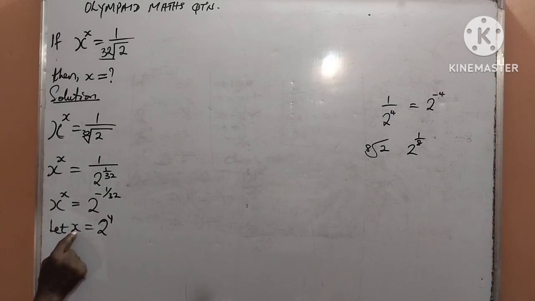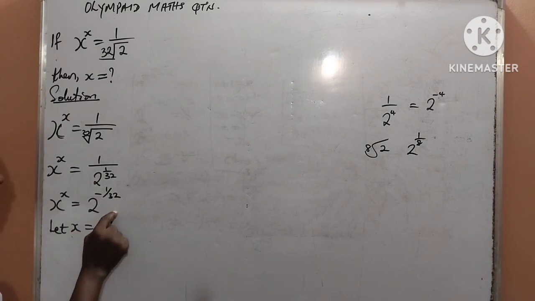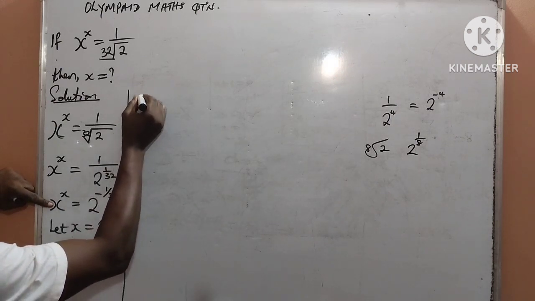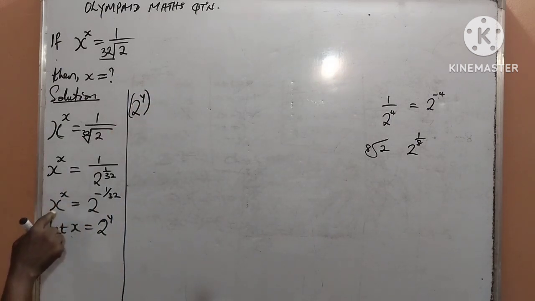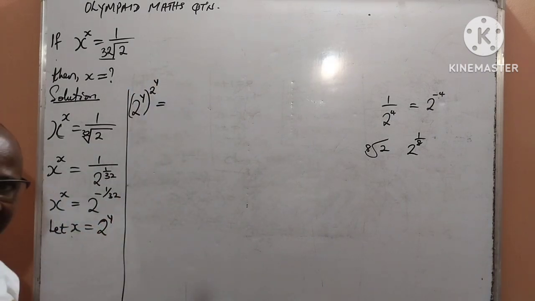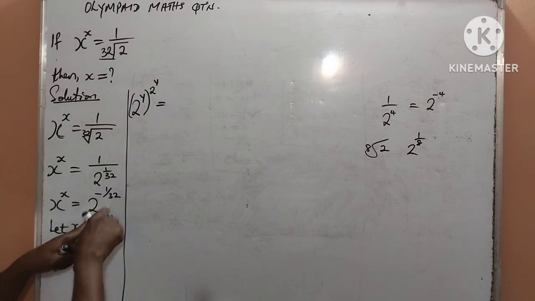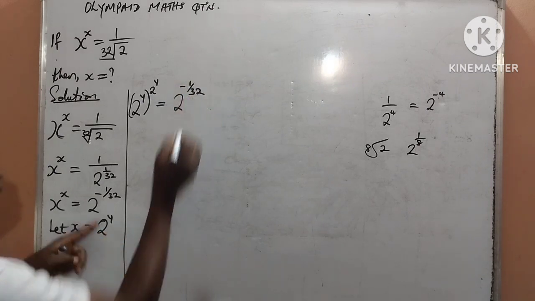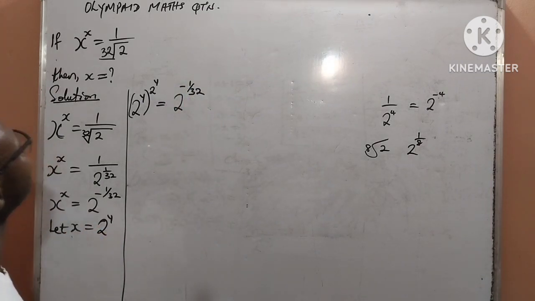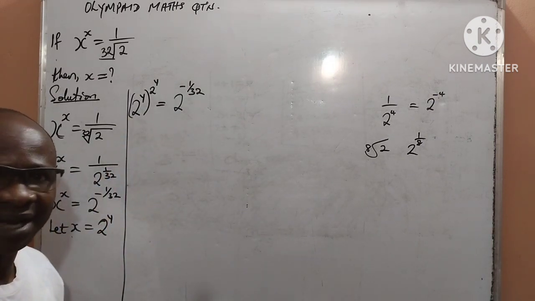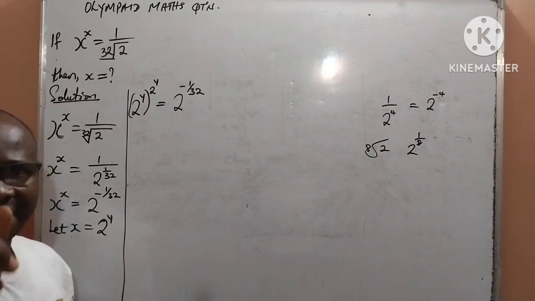Now that I have made my x to be equal to 2 raised to the power y, I can now write like this. x will now be represented with 2 raised to the power y, and you know I have x raised to the power x, which is also 2 raised to the power y. Everything here now will be equal to, by the right hand side, 2 raised to the power negative 1 all over 32. What have I achieved?